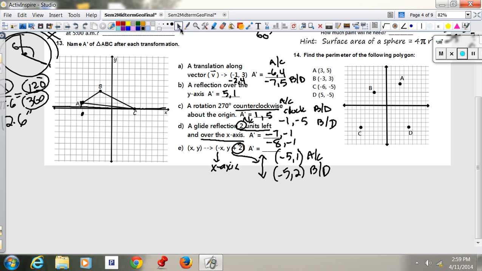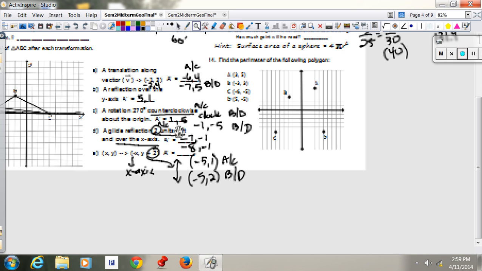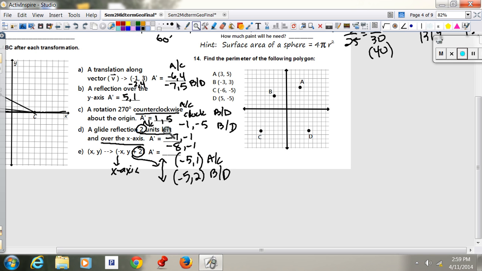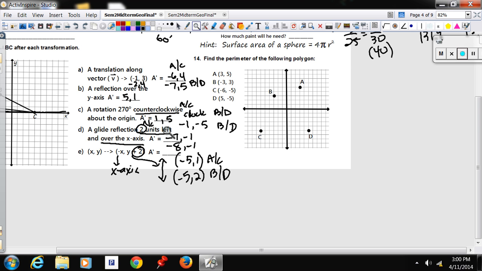Let's look at 14. Now 14 is going to be number 15 if you have test C, 17 if you have test D, and 14 if you have test A or B. So C is 15 and D is 17. What you wanted to do on this one was draw in your figure and then find the perimeter.